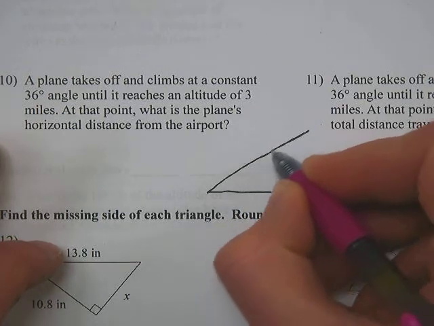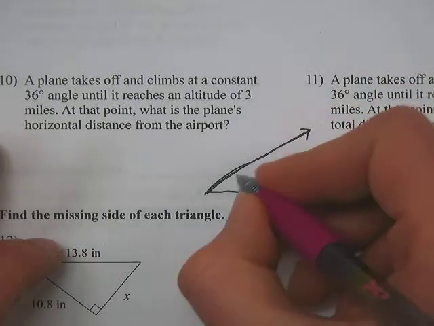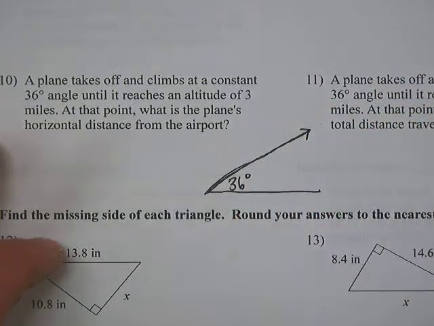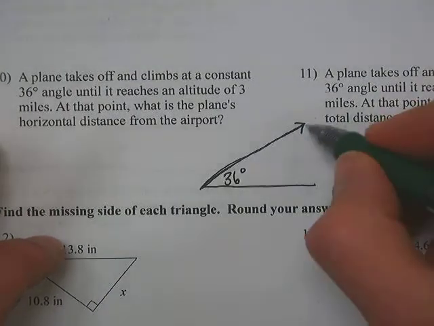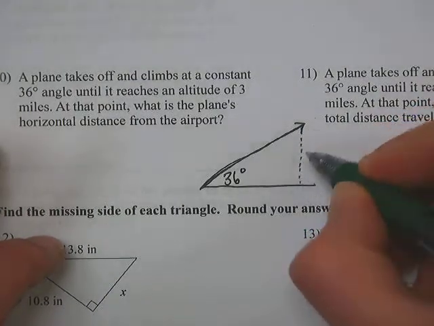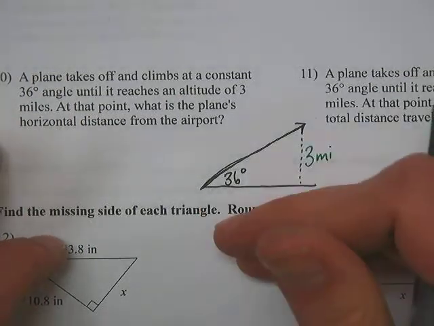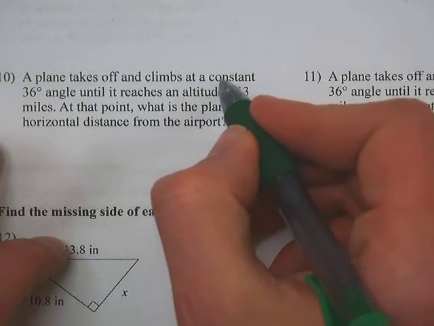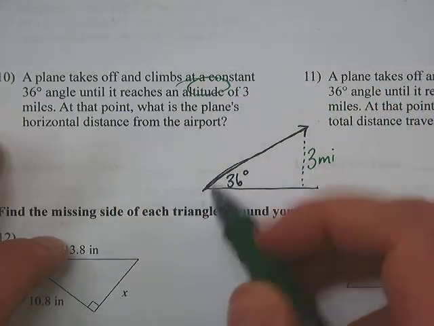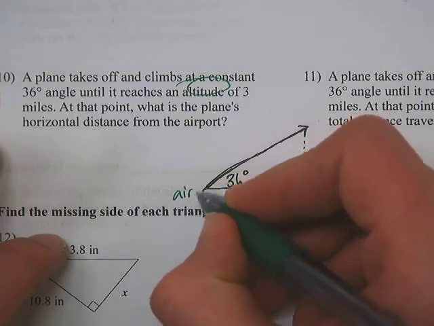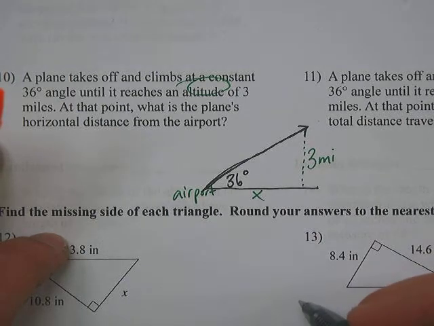Notice 10 and 11 are using the same problem, so I'm going to draw that image right here. So we have a plane. I'm not going to try to draw a plane because I'm an awful artist. But we have a plane, and let's say this is our ground, and this is the plane going up. Okay? So it's rising at a constant 36-degree angle until it reaches an altitude of 3 miles.